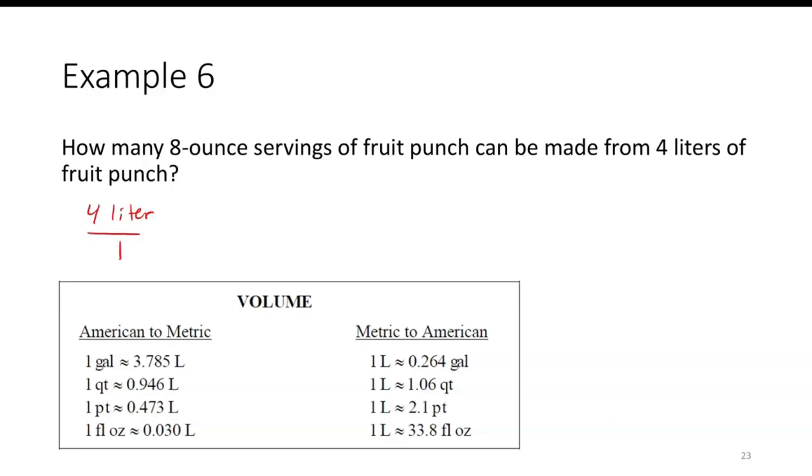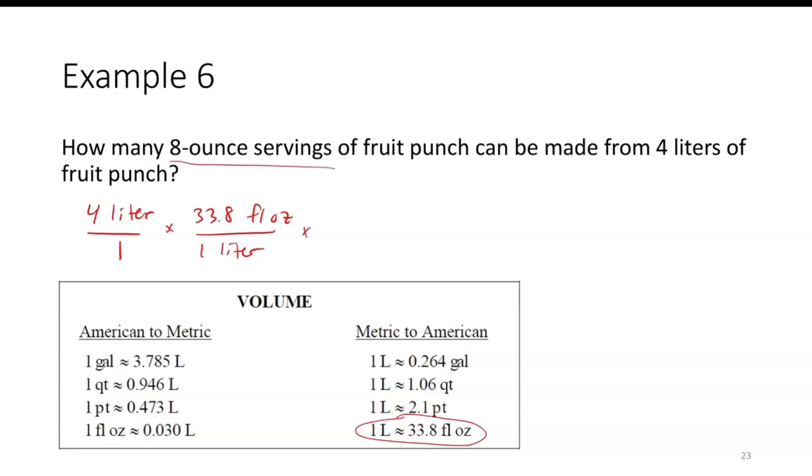Now, this is converting between the metric SI system and American units, so the computations are a little bit more messy, but that's what calculators are for. Anyway, we want to get to ounces. What I know is that 1 liter is approximately 33.8 fluid ounces. So I'd multiply by 1 liter is 33.8 fluid ounces. And then what I know is that the servings are 8 ounces.